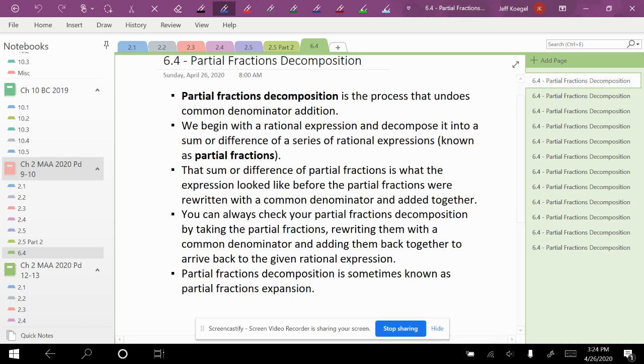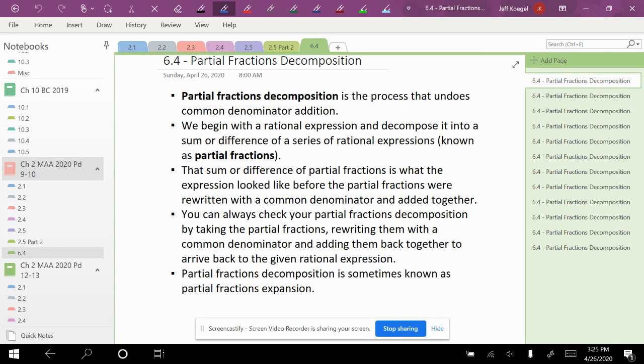In math, we learn an operation and then we learn the operation that undoes that operation. We learn to add and then we learn to subtract. Subtraction undoes addition. We learn to multiply and then we learn to divide. Division undoes multiplication. We learn to distribute and then we learn to factor. Factoring undoes distribution. Along the same lines, we learn exponents and then we learn logarithms.